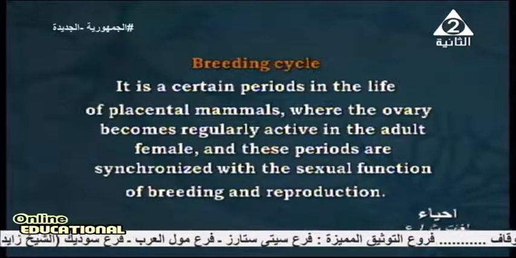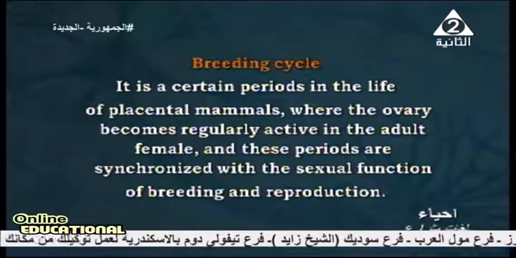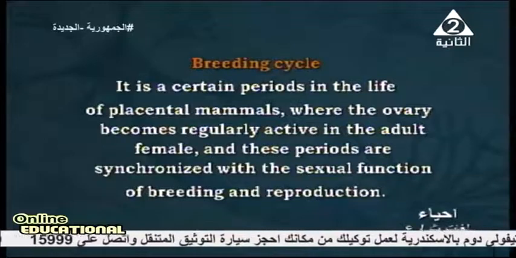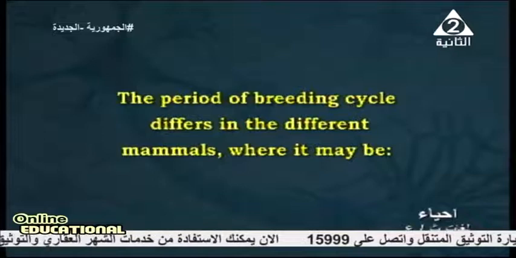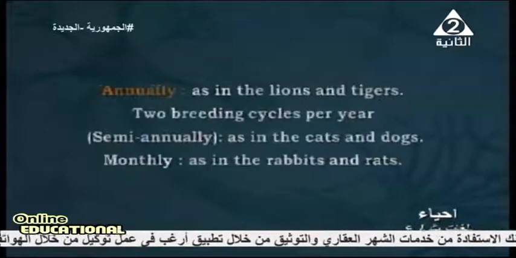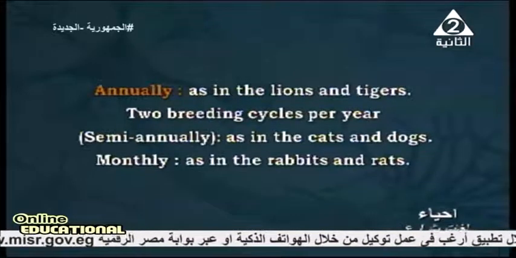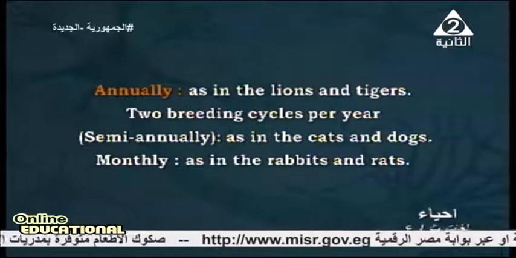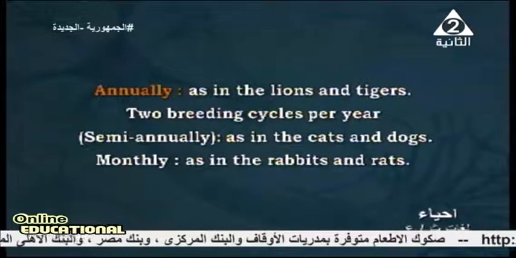The breeding cycle differs from one mammal to another. Each one has a breeding cycle different from the other. The period of the breeding cycle differs in different mammals, where it may be annually as in lions and tigers, semi-annually as in cats and dogs, monthly as in rabbits and rats.